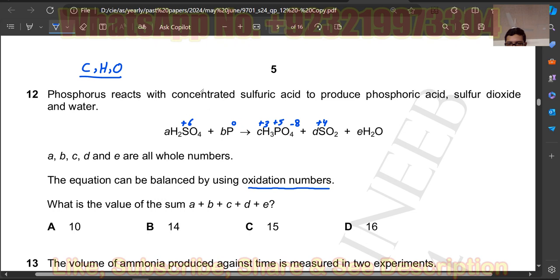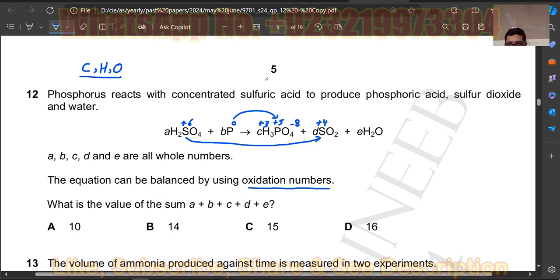So the rest of the hydrogen and oxygen have the same oxidation number, they are not changing. So what do we see here? That phosphorus has been changed from 0 to +5. There is an oxidation here. And on the other side, the sulfur has been changed from +6 to +4. There is a change of this value. Okay. For such type of equations, we need to check the electrons.